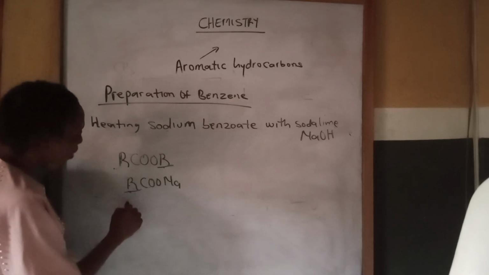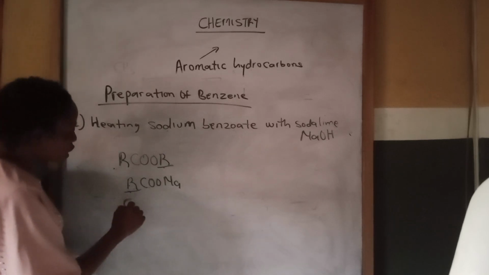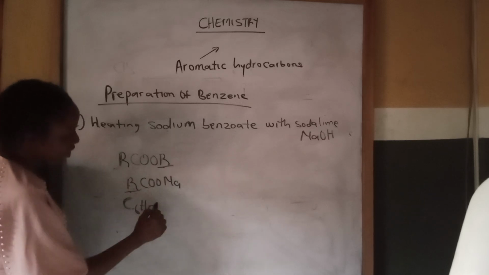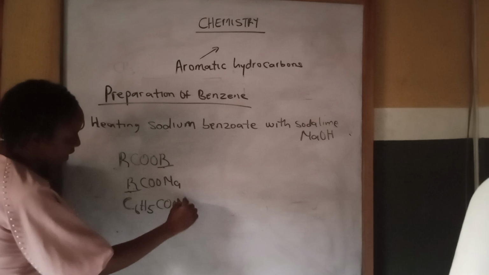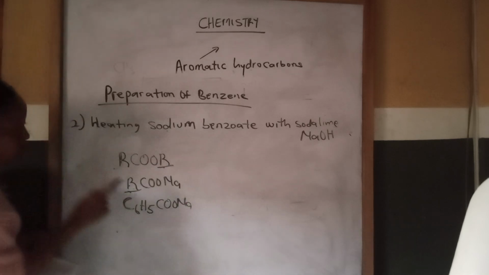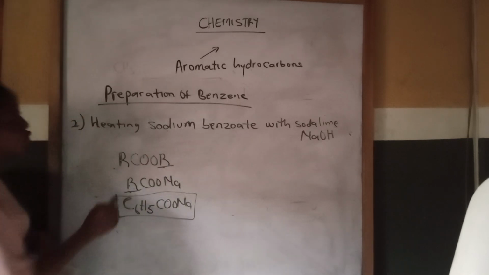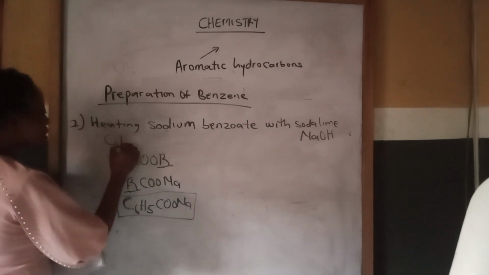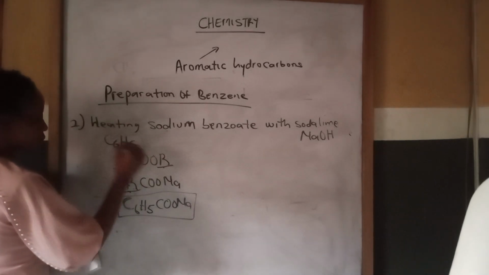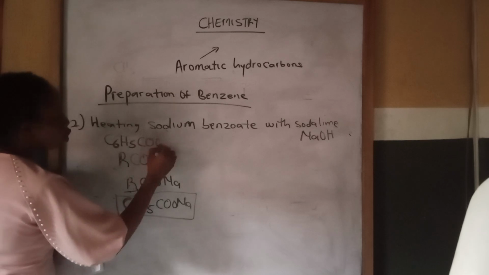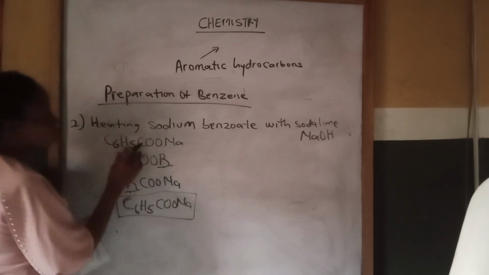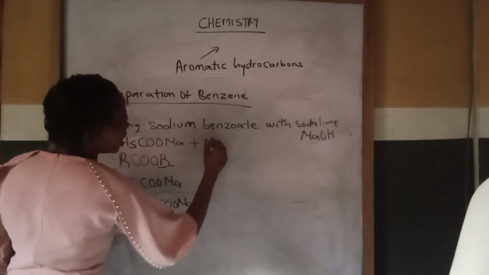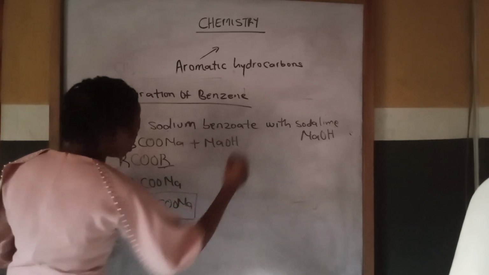from benzene. So the structure from benzene will be C6H5. Then you attach COONa. So this is sodium benzoate. So reaction between sodium benzoate, which is C6H5COONa, and soda lime, that is NaOH, will give us benzene.